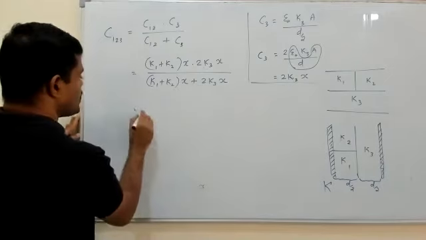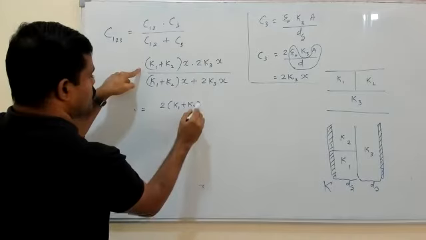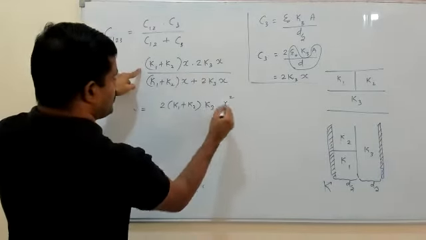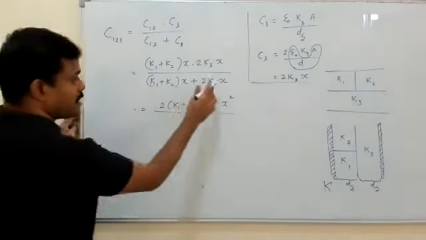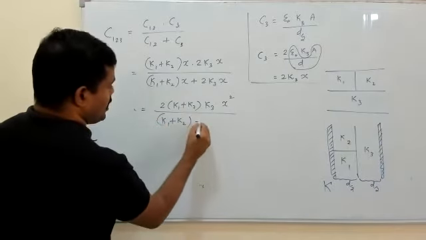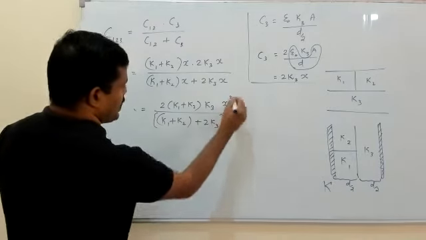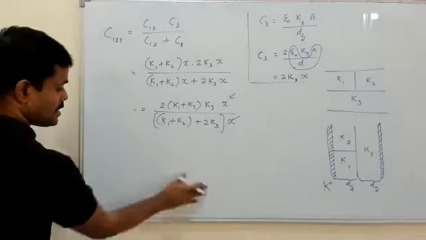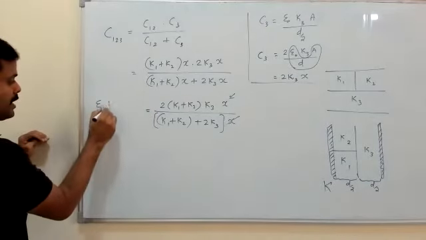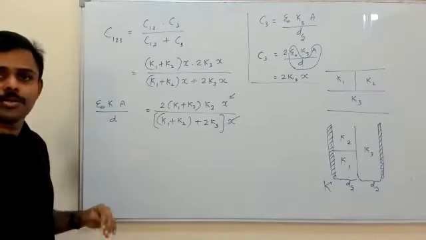So let us write it one more time. I am rearranging it. 2 into K1 plus K2 into K3 into X square divided by, I take X common in the denominator, K1 plus K2 plus 2K3 into X. I get one X cut. And this is effective, no? What is C123? I am replacing it with an effective epsilon 0 Ka by d.